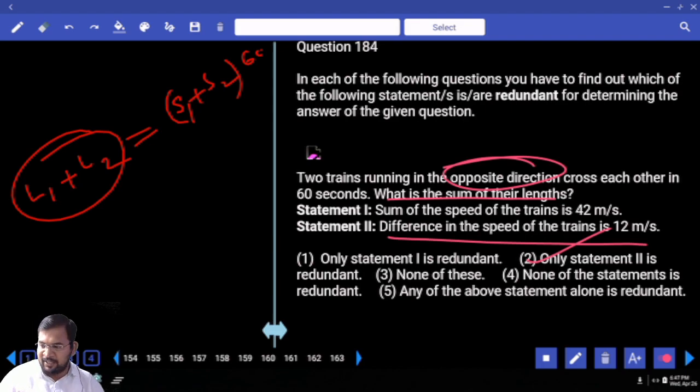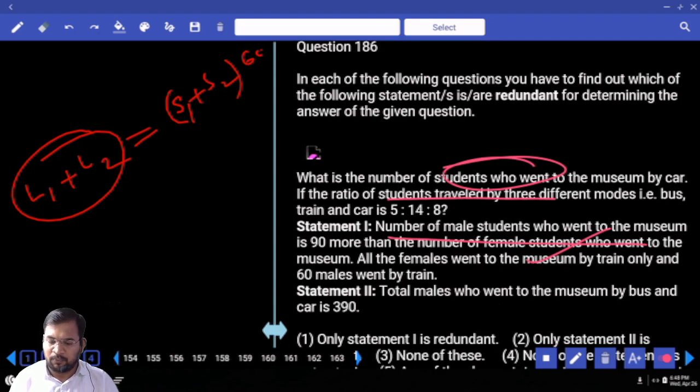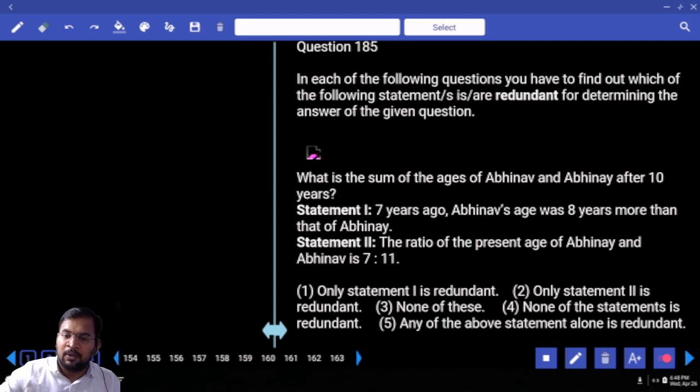Are you ready? Question number 185, the last question of this model. What is the sum of the ages of Abhinav and Abhinay after 10 years? Very good, it was given well. Okay, no problem.